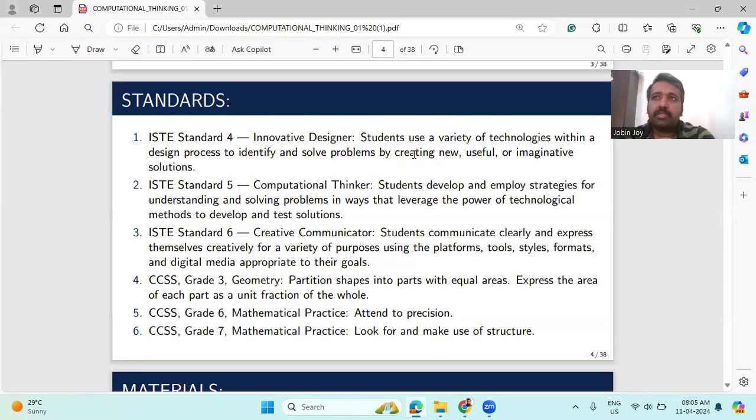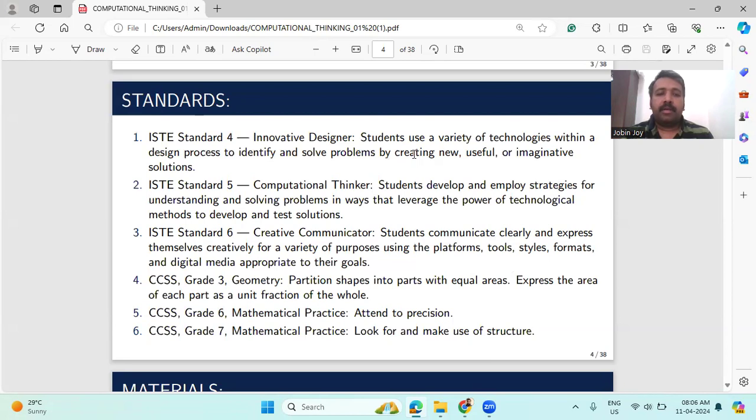Then communicator. Once they finish their activity, they have to share their design, or share the problem, with the outside world so that they get proper feedback. That means they have to communicate their design, their problem, and their solution to the outside world, and collect the feedback.